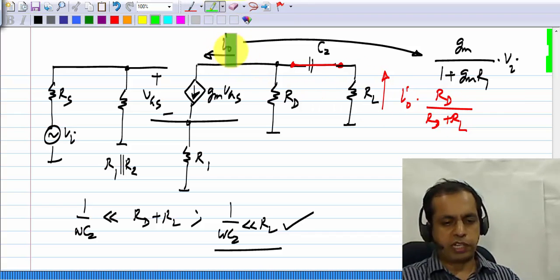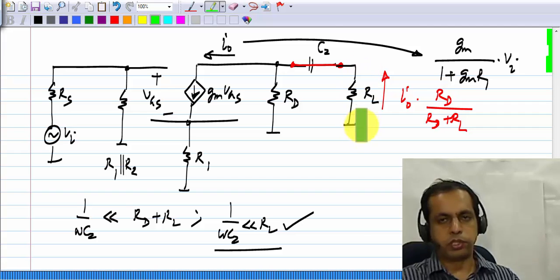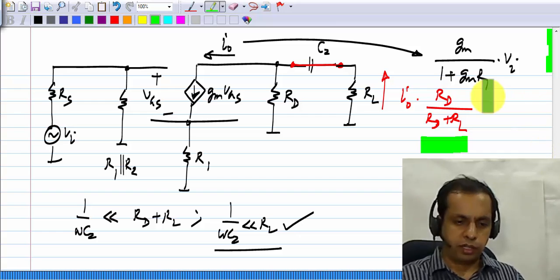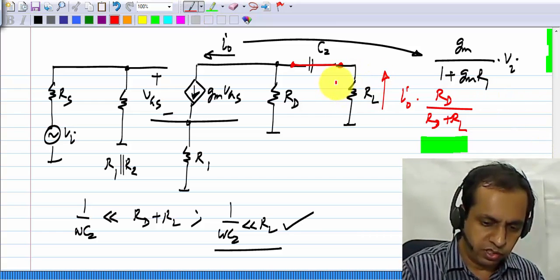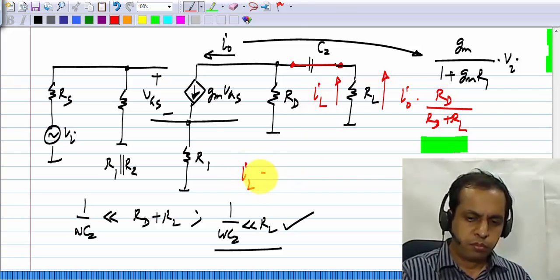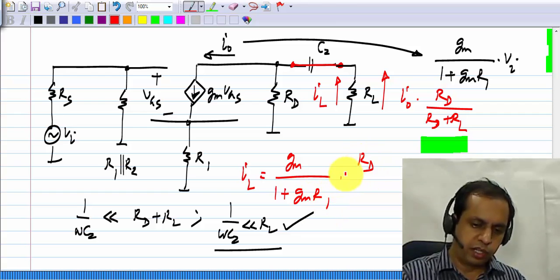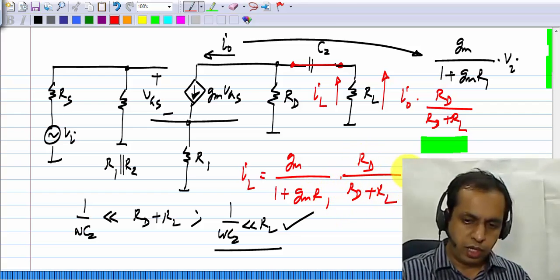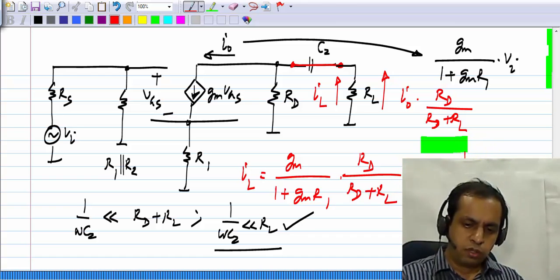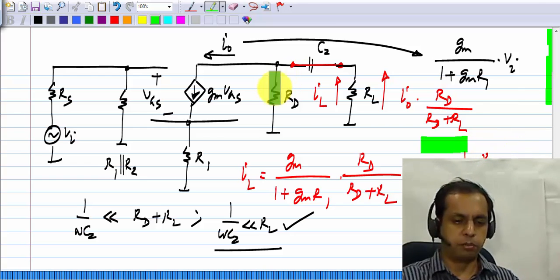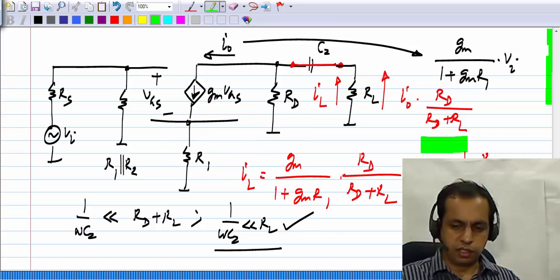So that means that it's only a fraction of this current that goes into RL, and that may be okay because this is still a resistor ratio and may be accurately determined. So the output current, let me call this IL. IL would be Gm by 1 plus GmR1 times RD by RD plus RL times Vi, which is approximately equal to 1 over R1 times RD by RD plus RL. So this number is still independent of the gm of the transistor, and that can be important. So many times the voltage controlled current source is used in this mode.